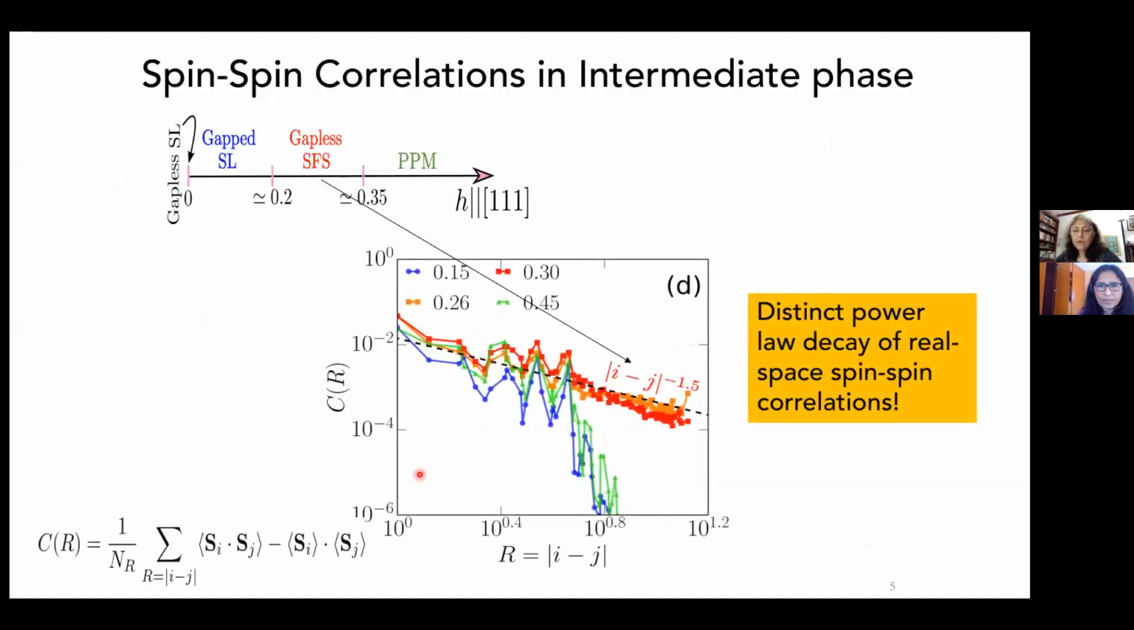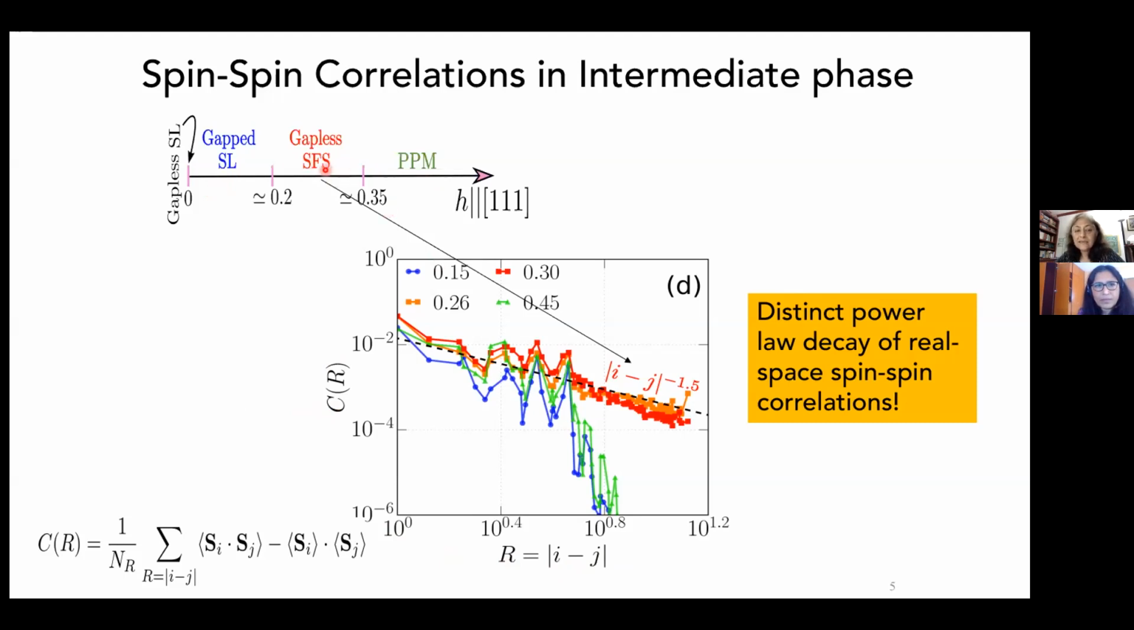Okay, we can also look at the spin-spin correlations. And in the 2 phases flanking the central region, the spin correlations have an exponential decay. This is the spin-spin correlation here. R is the distance between the 2 spins, and C of R is the correlator. So in these 2 regions flanking the center, the spin correlations go down exponentially.